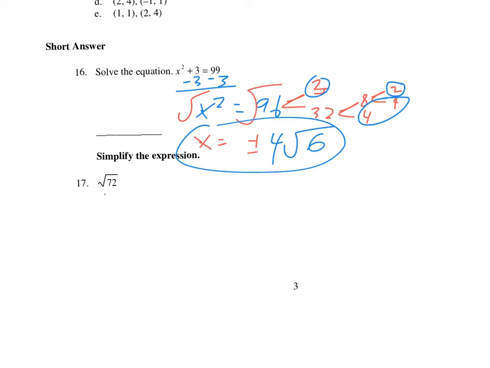Number 17, same idea here. I'm going to break this down. There's no plus or minus since I didn't create that square root. It was already in the problem. But you just break it down like we did on number 16.